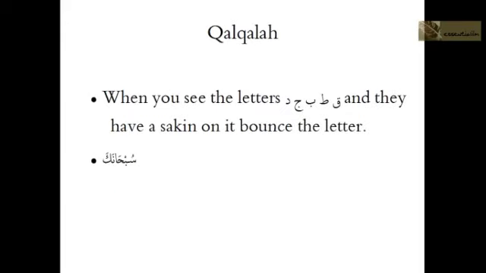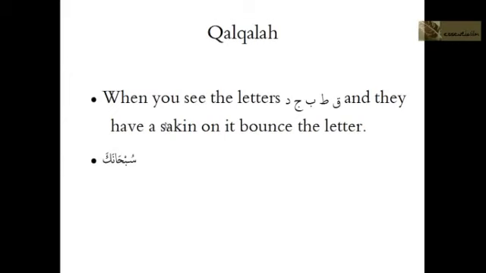Now the final rule of this lesson, qalqala. When you see any of the five letters, qaf, ta, ba, jim, dal, and they have sakin on it, then you bounce the letter. And you can memorize the word qutbu jadd to memorize all the letters together easily. Qutbu jadd. Qaf, ta, ba, jim, dal.